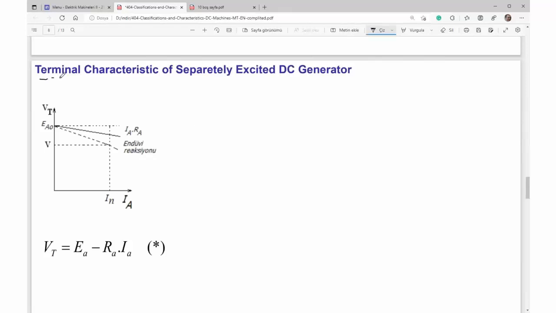Terminal characteristics of separately excited DC generator. That is terminal characteristic. Sometimes it is called output characteristic, but I prefer terminal characteristic.